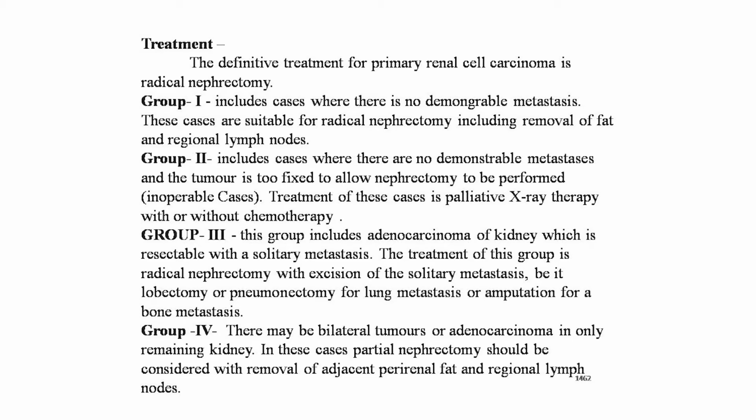Group third includes adenocarcinoma of kidney which is resectable with a solitary metastasis. The treatment of this group is radical nephrectomy with excision of the solitary metastasis, be it lobectomy or pneumonectomy for lung metastasis, or amputation for the bone metastasis if there. Then group fourth: there may be bilateral tumors of adenocarcinoma, or in only a remaining kidney. In these cases, partial nephrectomy should be considered with removal of adjacent perirenal fat and renal lymph nodes.